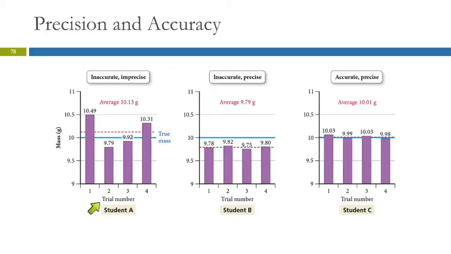So here's student A. Trial 1, he got this mass. Trial 2, that mass. Trial 3, and trial 4. The blue line is the true mass. It's supposed to be 10 grams. We know it's 10 grams. This student, obviously, his answers are kind of all over the place, aren't they? This is poor precision. It's imprecise. There's a lot of just randomness in here. The average of his results, 10.49, 7.97, etc., gives us this dashed line.